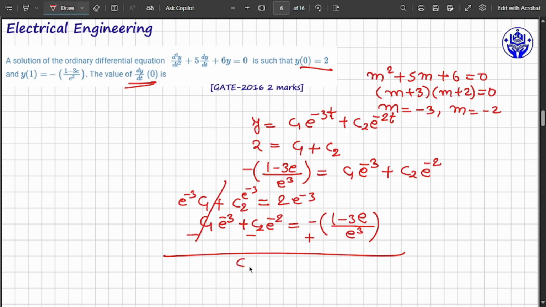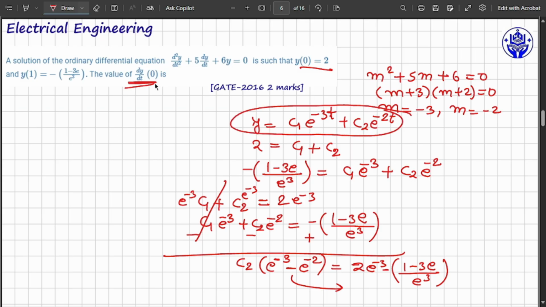Then this is what? This is c2 times e to the power of minus 2 minus e to the power of minus 3, then minus 2 e to the power of minus 3, and it will be minus 1 minus e upon e to the power of 3. So this will be the c2. If I write here, this will be the c2, and I can find c1 from this. After that, you can put in this equation and you can find the derivative, and you can put 0 in that case. If it will be 0, then the summation of these both will be the solution. So it will be minus of 3. This will be the correct answer. You can do the calculation.